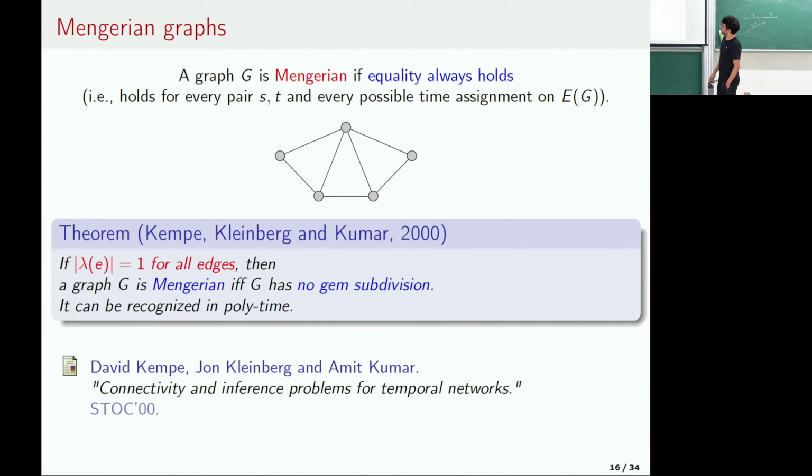Okay. And there is this result from Kempe, Kleinberg and Kumar from STOC that says that if every edge of my graph has exactly one time in which it is active, then the graph is Mengerian if and only if it doesn't contain a subdivision of this graph, which is called a gem. So there is a characterization of when the Menger property holds in this setting when the edges have only one time assignment. But we can do a little bit better than this.